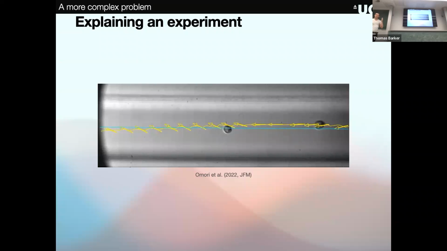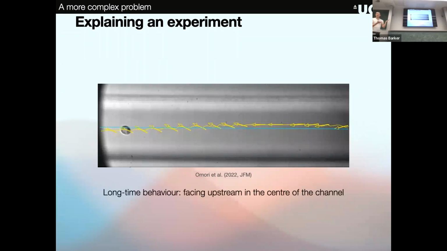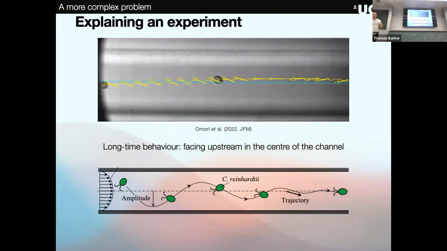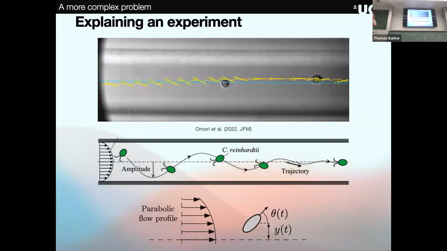But this kept happening. It always was collecting at the center of the channel and pointing upstream. And the authors didn't know why. I didn't know why either. Here's the caricatured picture that they drew, is that you start off with this chlamydomonas and they eventually end up at the midline facing upstream. So why is that? So they posed a model, they represented their chlamydomonas like this, and it wasn't an ellipsoid, it really did look a bit more like the chlamydomonas.